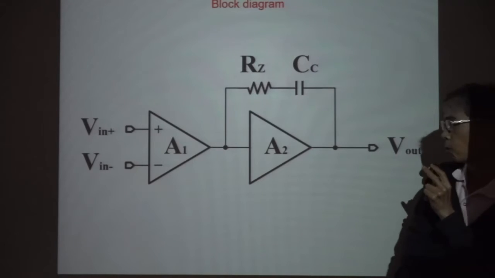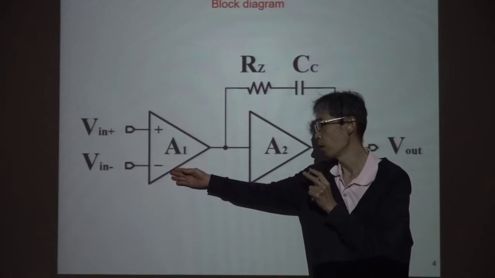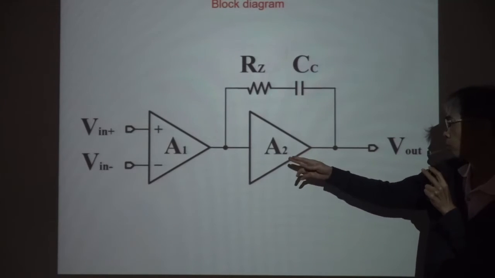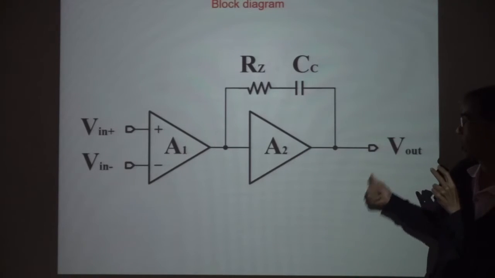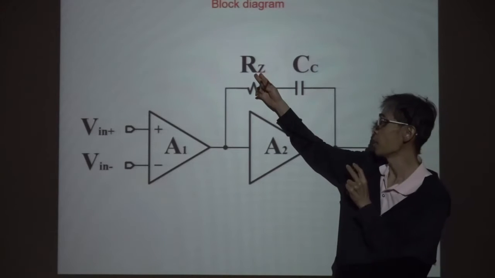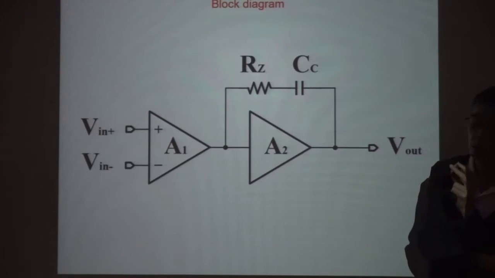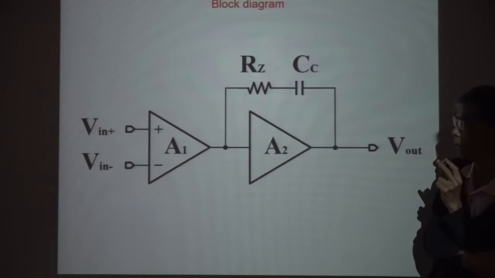Okay, so we have 2 OPs: the differential input, and the second OP, the 2-stage OP, where we get V out. And RZ, you need to decide, and CC also, you need to decide to fulfill the specifications. Next.